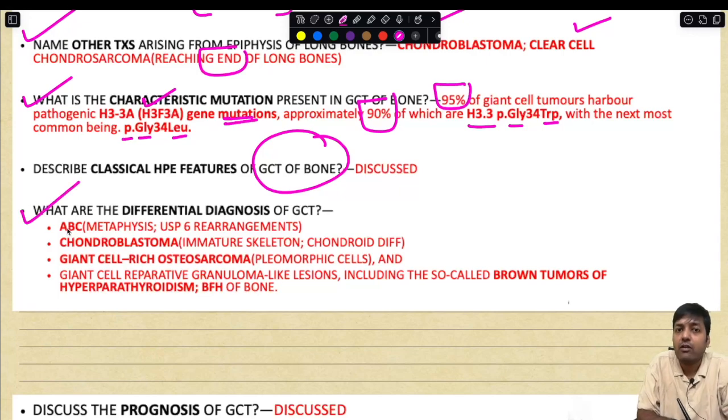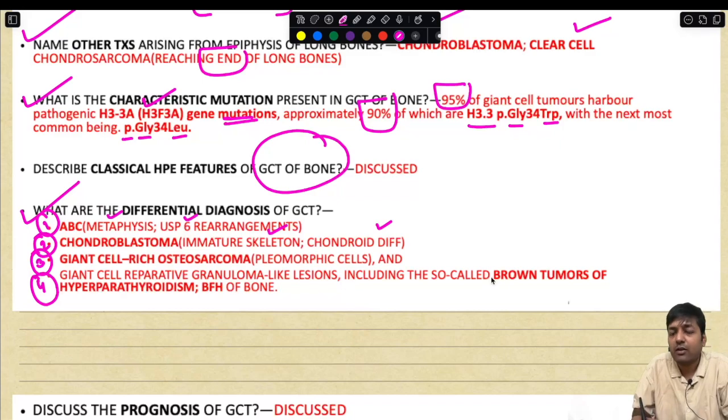What are the differential diagnoses of GCT? Very important. First is your aneurysmal bone cyst. How do you differentiate? Aneurysmal bone cyst arises from the metaphysis, and shows characteristic USP6 gene rearrangement. Number 2 is chondroblastoma. They arise from immature skeleton and show chondroid differentiation. Number 3, giant cell rich osteosarcoma, which is composed of pleomorphic cells, as compared to bland cells of giant cell tumor. Number 4, giant cell reparative granuloma-like lesions, including so-called brown tumors of hyperparathyroidism, and 5th, benign fibrous histiocytoma of the bone.